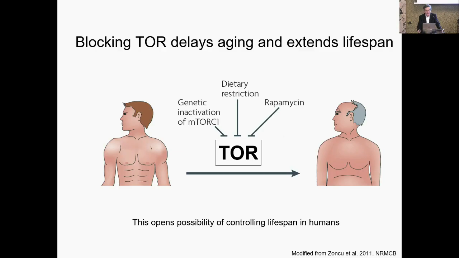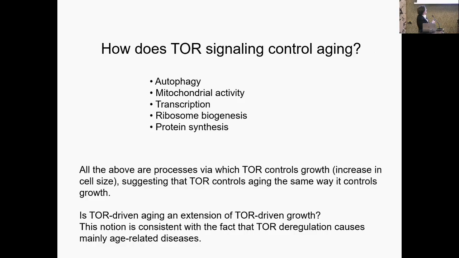So how does TOR control aging? I told you how it controls growth, all the processes it controls to control the growth of a cell. Again, work from our and other labs has shown that the processes which TOR controls in mediating cell growth are the same processes it controls in mediating the aging process. For example, protein synthesis, ribosome biogenesis, and these other activities. And it's a very strong correlation. The same processes TOR controls to mediate cell growth, it also controls to mediate cell aging.